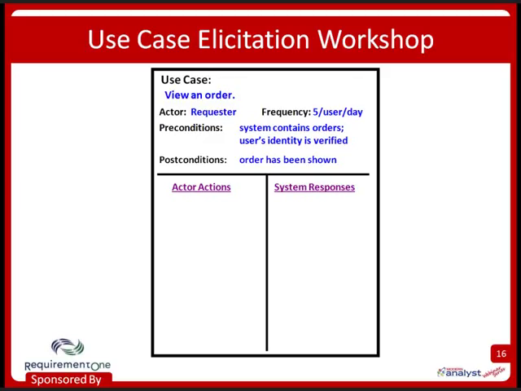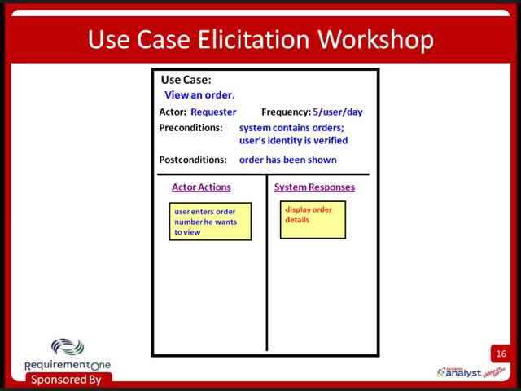So I set up these two columns, actor actions and system responses. And so I would ask the people in the workshop, well, tell me how you would envision interacting with the chemical tracking system in order to view an order. And someone said, well, I want to enter the order number I want to see. So I'd put that on a Post-it note, that's what the yellow box is here, and put it up. And then I said, well, what should the system do then? Well, if it finds my order and show me the order details then, display the order details.